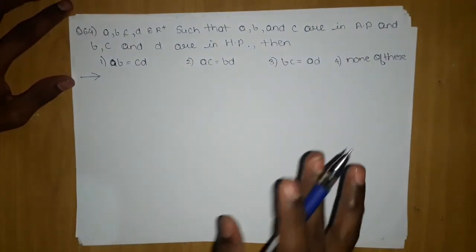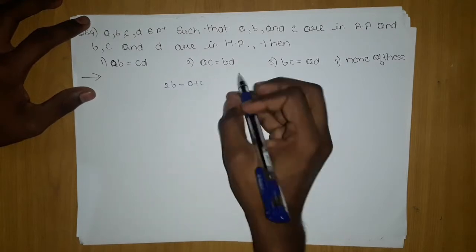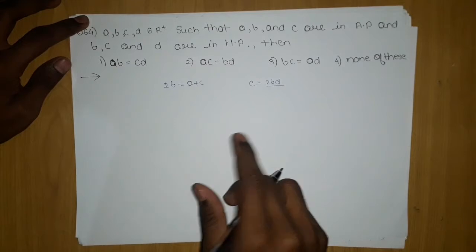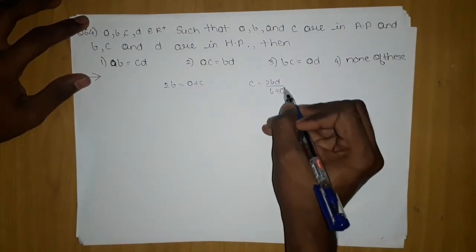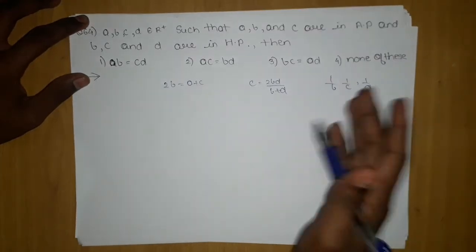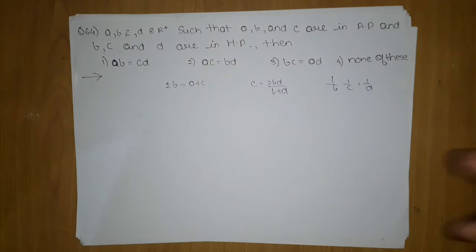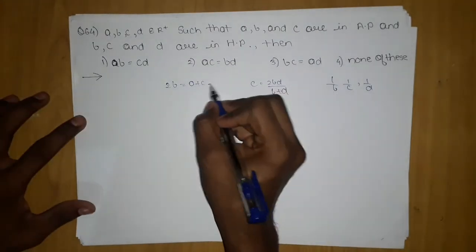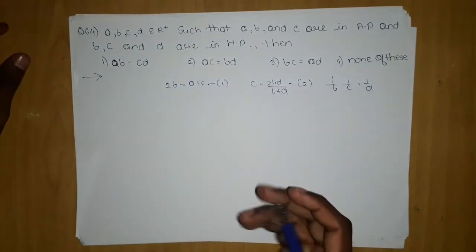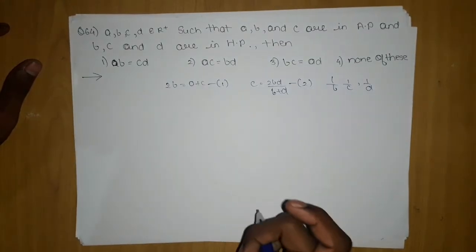The first thing is to write the AP condition, which is 2b equals a plus c. HP condition, which is c equals 2bd upon b plus d. Why am I writing it directly? Because I know the formula. You can derive it: 1 upon b, 1 upon c, 1 upon d is in AP. Apply the AP condition and get this, and then again invert it, then you will get the c value. Take it as 1, take it as 2. Now we want to get this value.